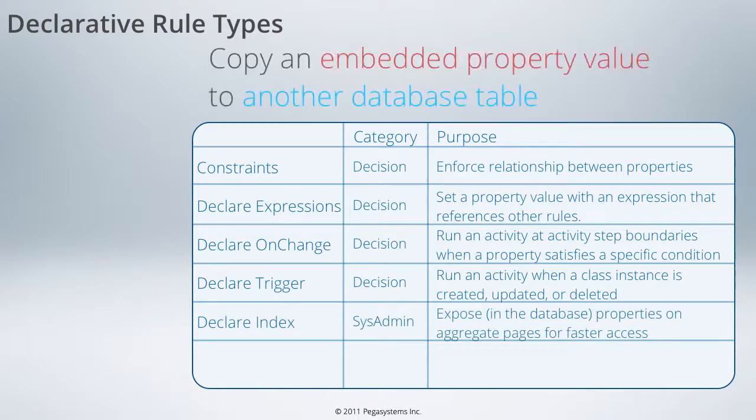Declare index defines the criteria that PRPC uses to automatically maintain the index instances for faster access. An index can improve search and reporting access for properties that cannot be exposed as database columns. This occurs when properties are embedded within an aggregate property. In other words, when the properties are contained within a page list or page group property. Indexes are created automatically by the property optimization tool. PRPC saves indexes as instances of concrete classes derived from the index base class.